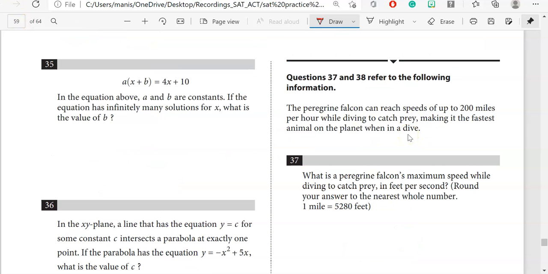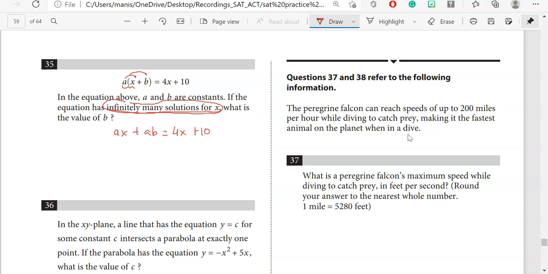In the equations above, a and b are constants. If the equation has infinitely many solutions for x, what is the value of b? First of all, let's talk about infinitely many solutions. What does it mean? It means that if this equation is having infinitely many solutions, then, using the distributive property of multiplication, a times x plus ab should be equal to 4x plus 10.